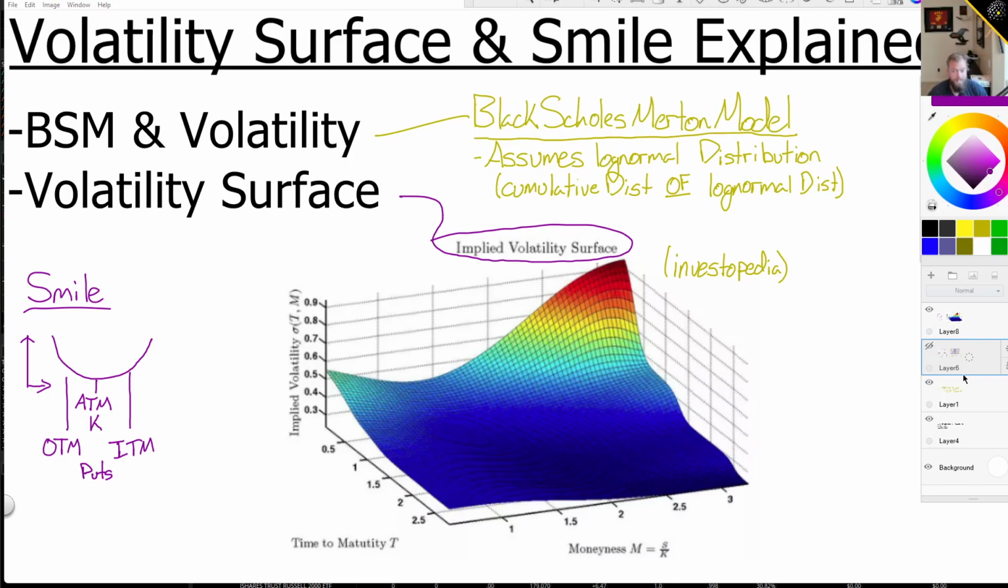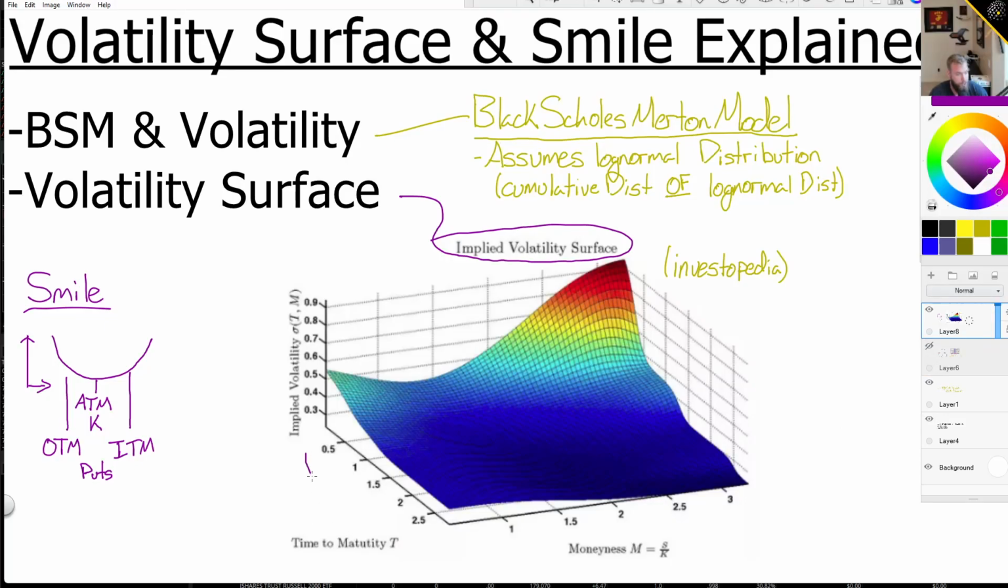So on the center of the screen there, this is a chart I pulled from Investopedia, which pulled from Wikipedia, which I have no idea who the original author is, but it's a very reasonable chart, so I didn't bother making one. And it shows you the implied volatility surface. So what I want to highlight is there are a couple different aspects to it.